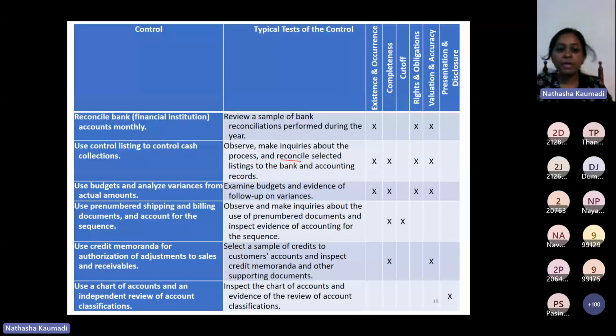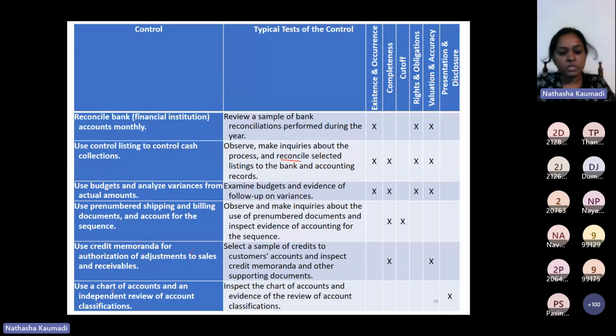So pre-numbered shipping and billing documents should be used. So how to check this? How to test this control? Observe and make inquiries about the use of pre-numbered documents. You are inquiring whether you are actually using pre-numbered documents, and inspect evidence of accounting for the sequence. And then use credit memoranda for authorization of adjustments to sales and receivables. This is the same as approving the credit limits.